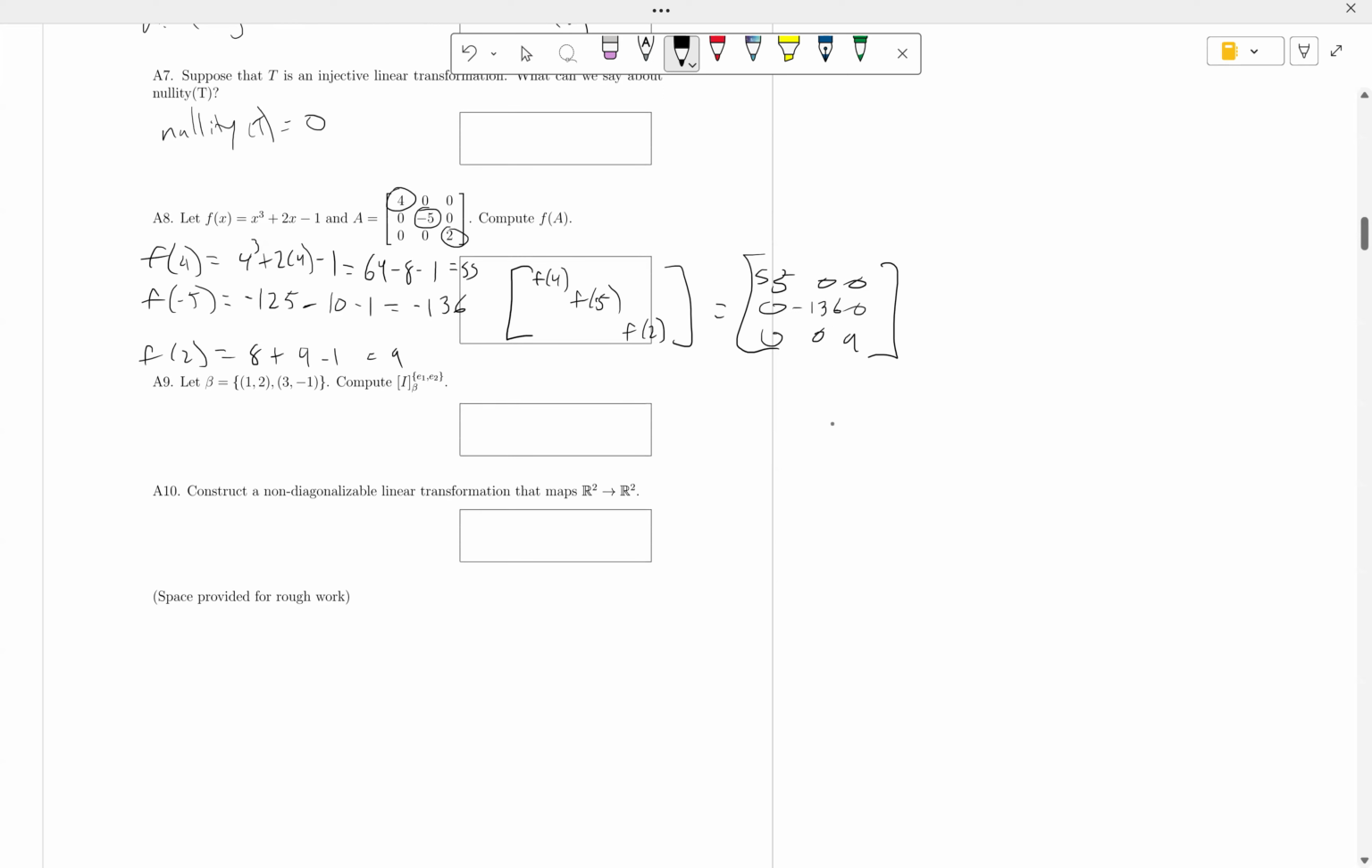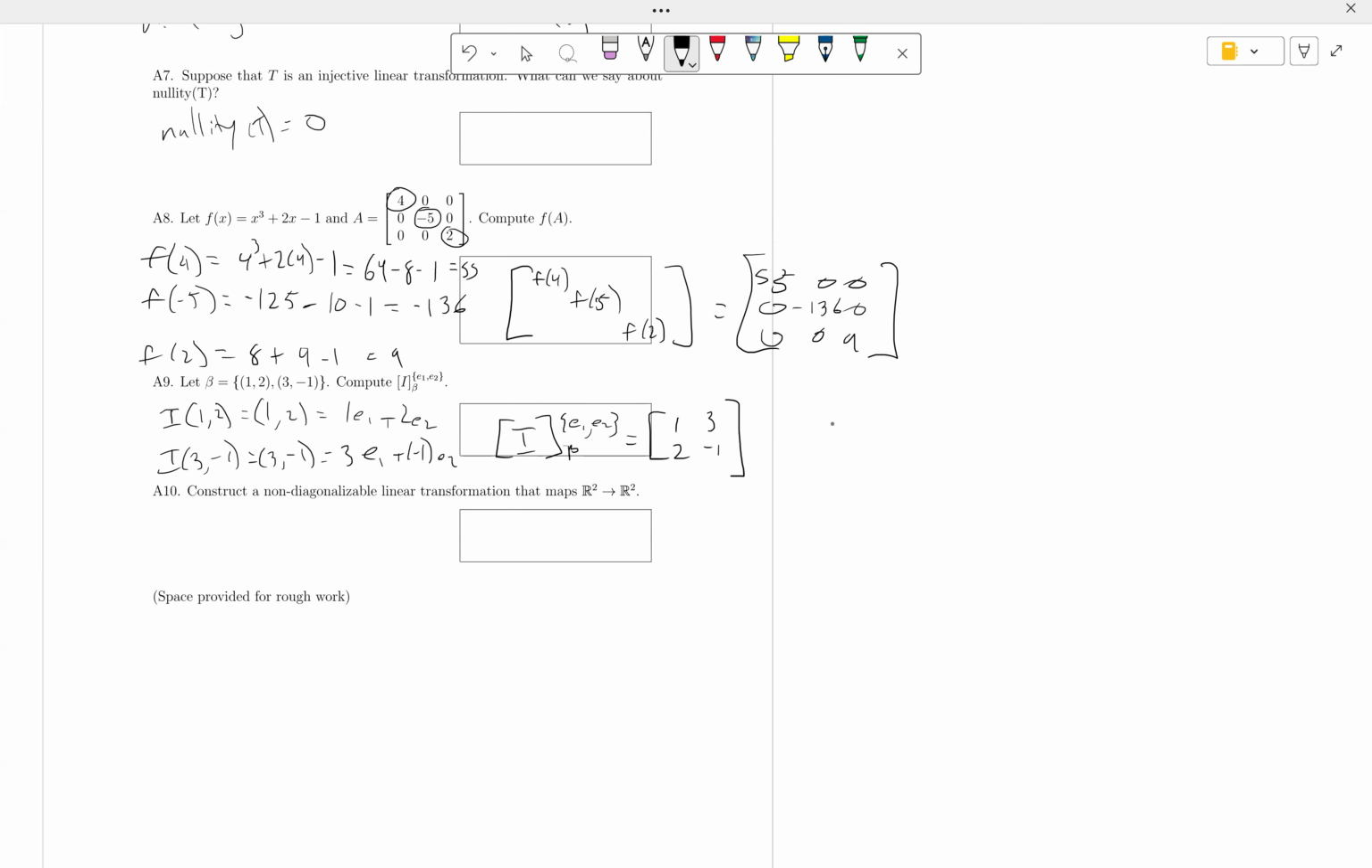Now here I'm asked to compute a change of basis matrix. What's really nice about this is I look at what I does to (1, 2). I'm going to write (1, 2) in the standard basis, which is 1e1 plus 2e2. What does I do to (3, minus 1)? It goes to (3, minus 1), which is 3e1 plus negative 1e2, meaning that the matrix representation of I from beta to e1, e2 is the matrix with columns (1, 2) and (3, minus 1).